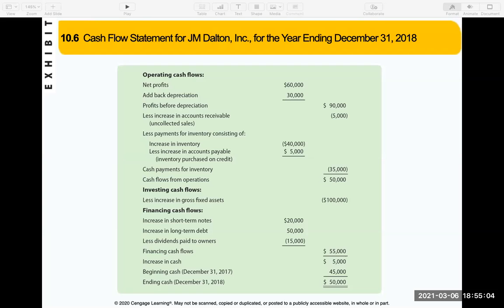When money is leaving us, investing, subtracting the gross fixed asset, which is also known as the original cost of the asset, whatever we bought. So this could have been a building, a car, what have you.